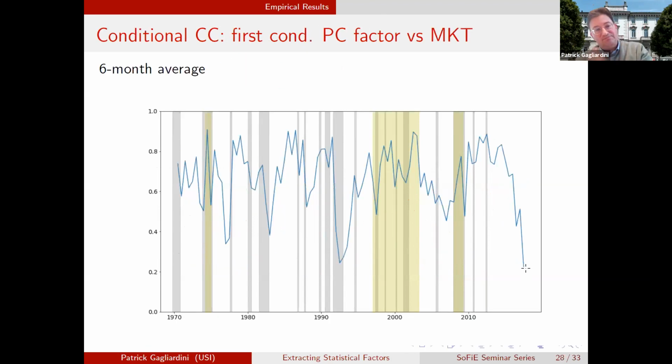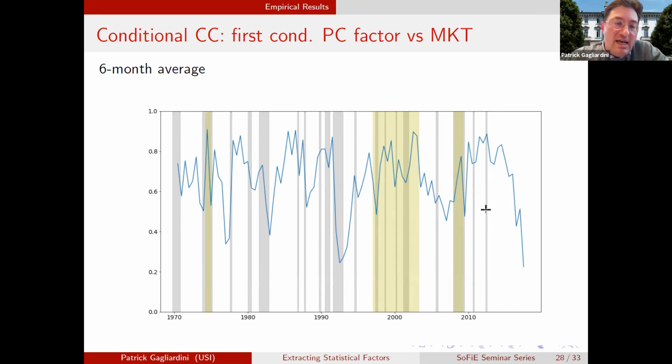Now, let's imagine we just focus on the first and the dominant factor. So here, considering this first latent factor, this principal component factor, the one with the highest variation explained in terms of these conditional principal components.